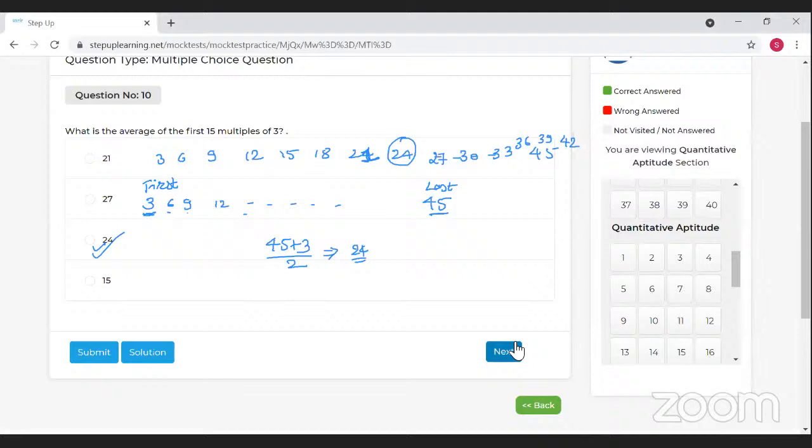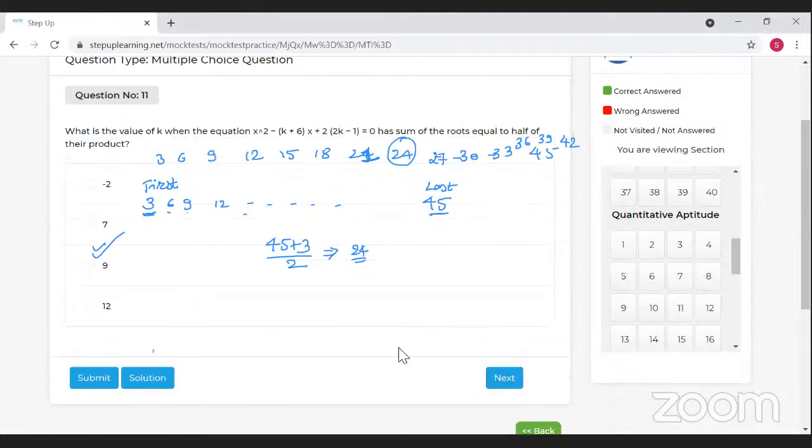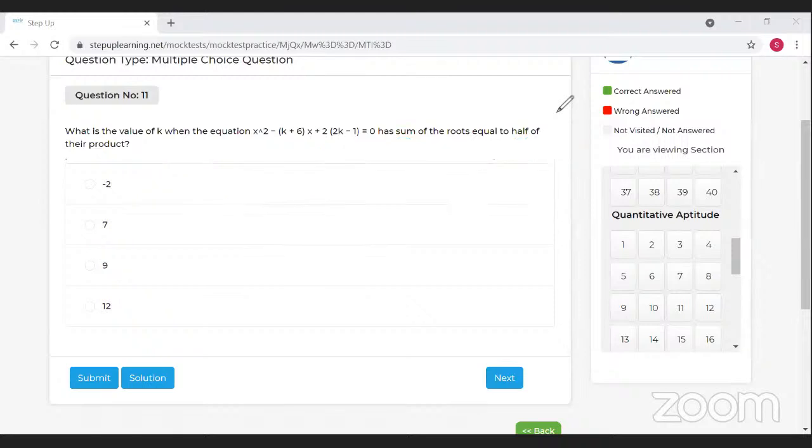Next. Okay, what's the answer for this one? B is the answer.